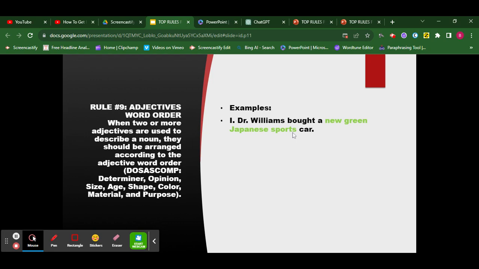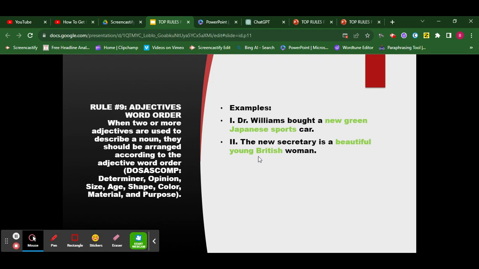You cannot say a sports new Japanese green car. No, you mess everything up. It must be arranged according to the adjectives word order. I have a video that explains in detail how the rules apply.